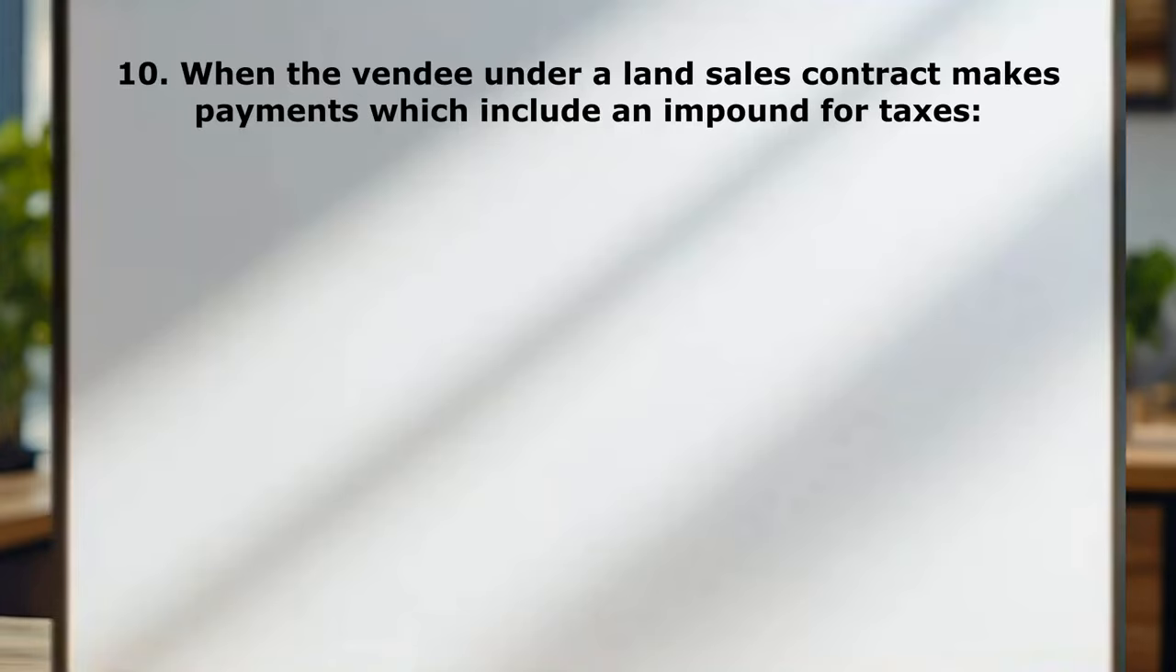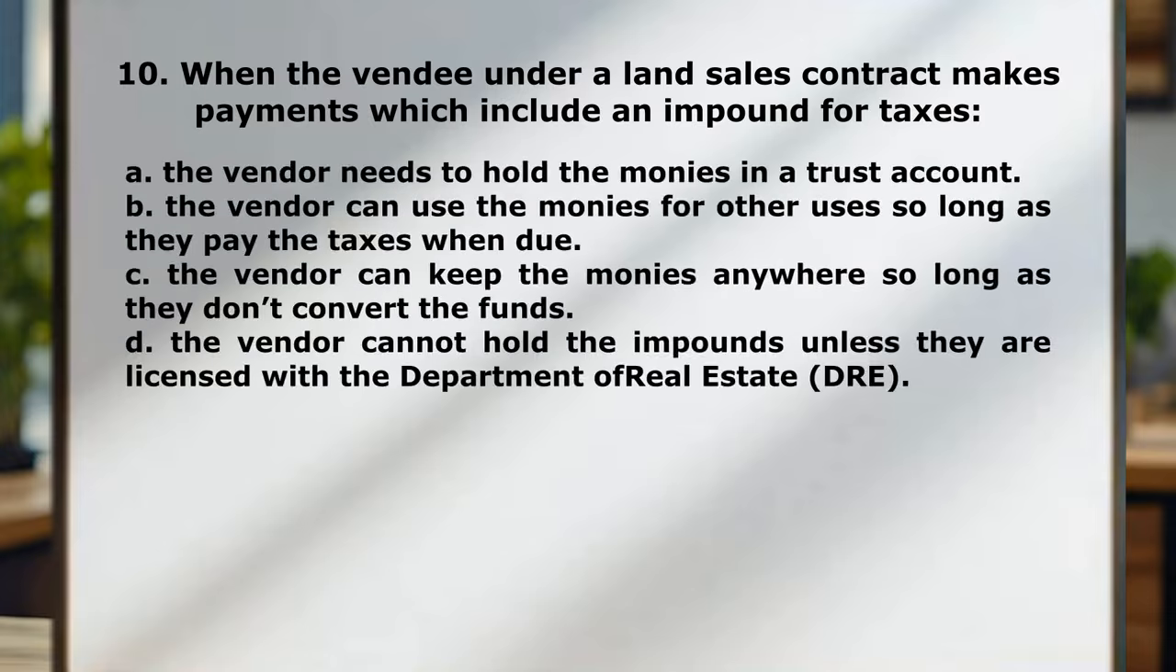Okay, question number 10. When the vendee under a land sales contract makes payments, which include an impound for taxes, A. The vendor needs to hold the monies in a trust account. B. The vendor can use the monies for other uses so long as they pay the taxes when due. C. The vendor can keep the monies anywhere so long as they don't convert the funds. D. The vendor cannot hold the impounds unless they are licensed with the Department of Real Estate.